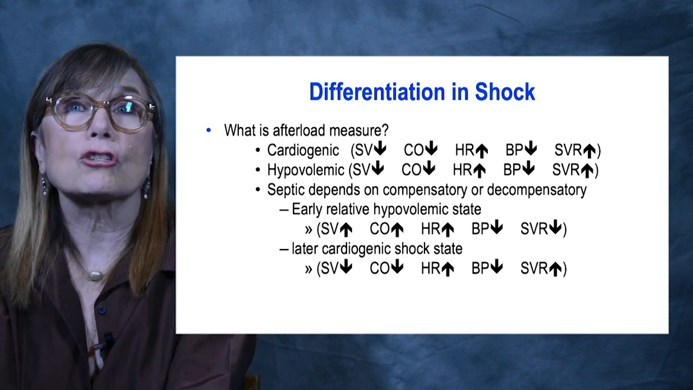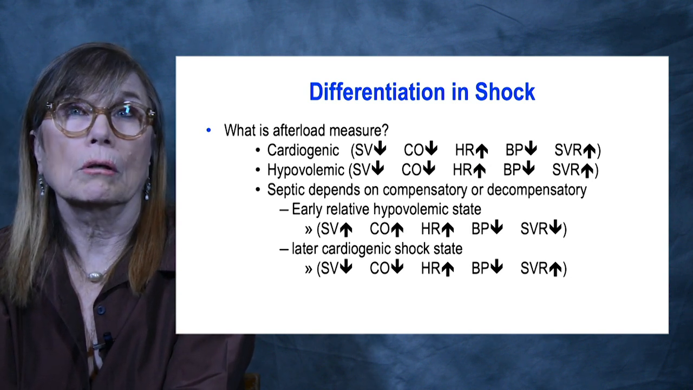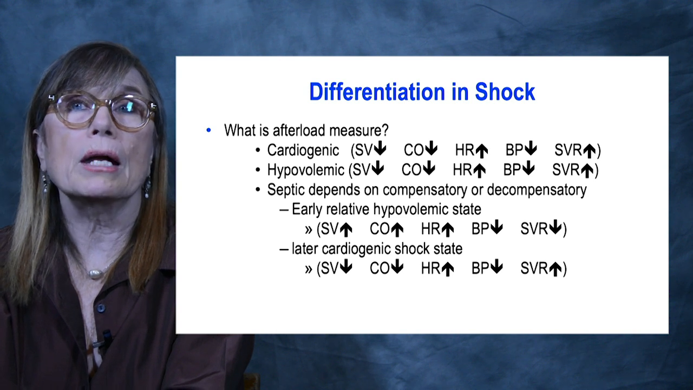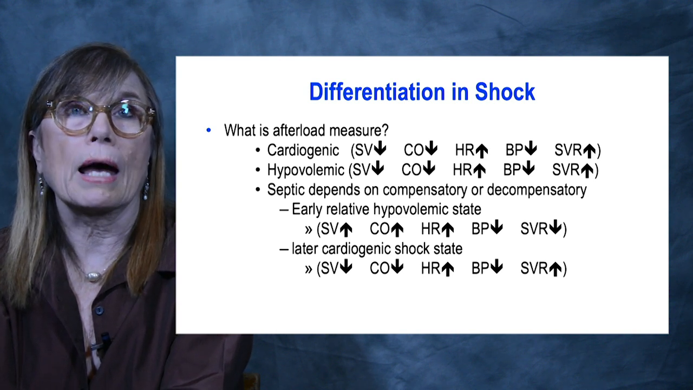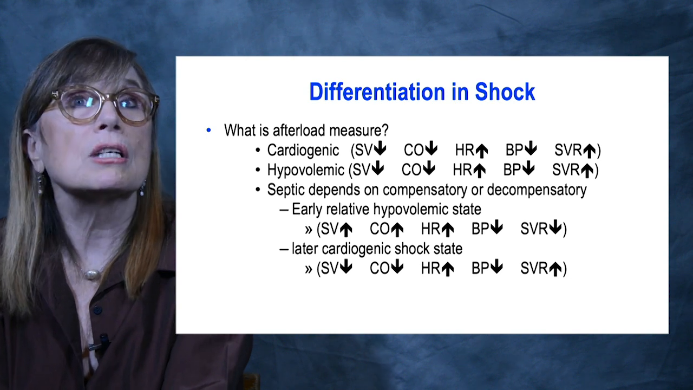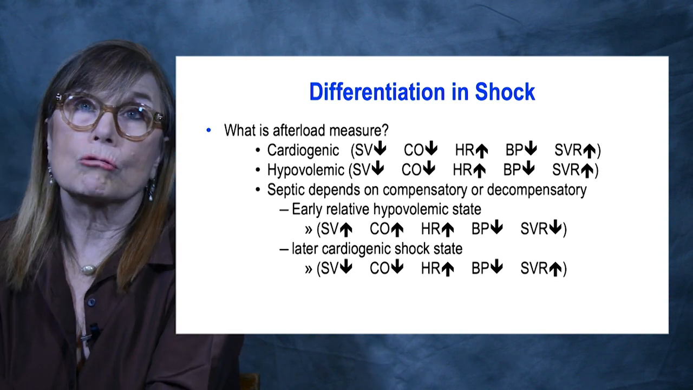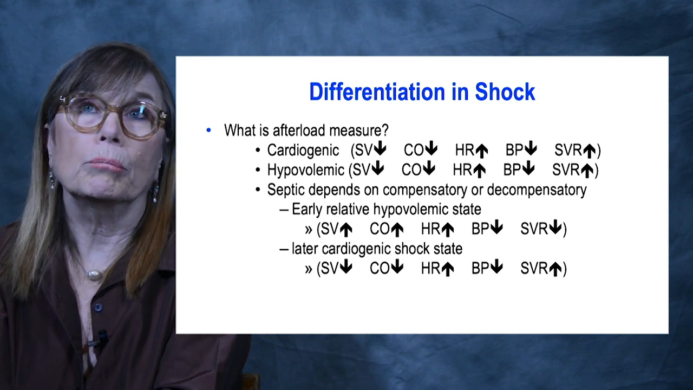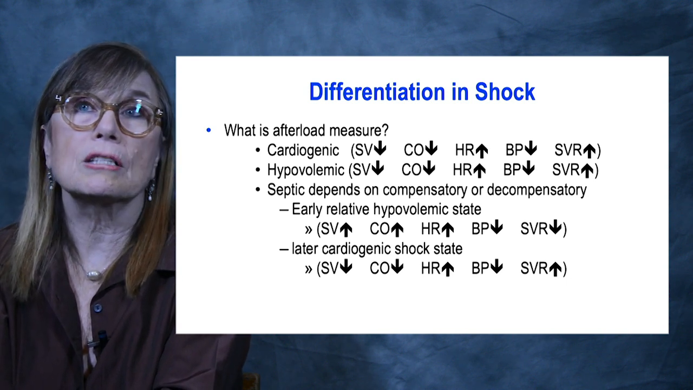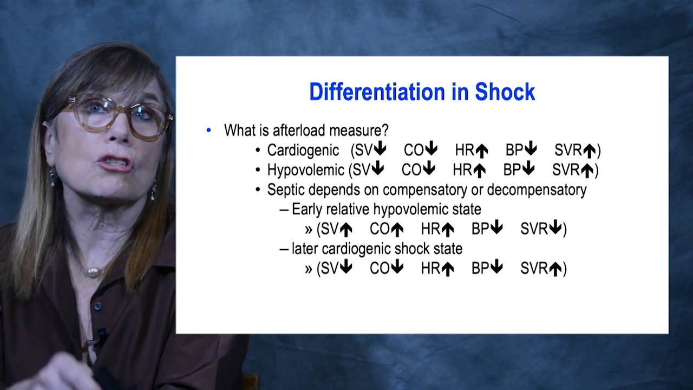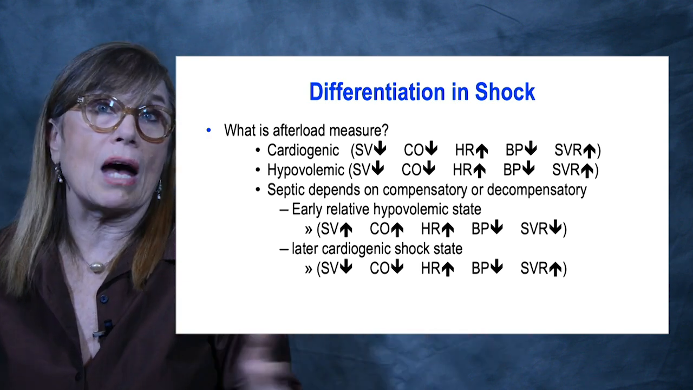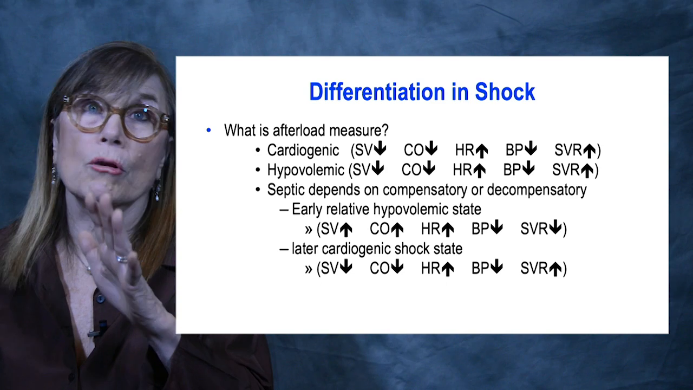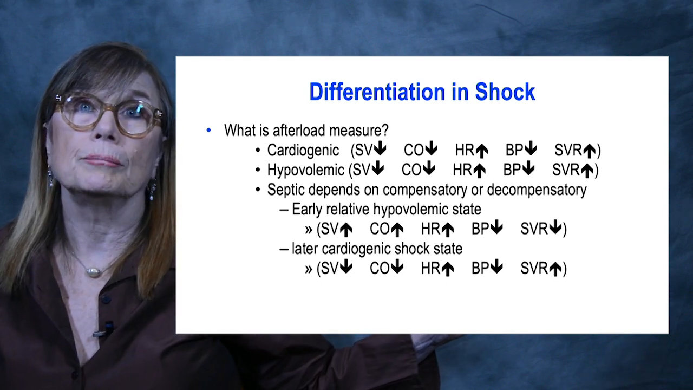In cardiogenic shock, stroke volume is down, cardiac output's down, heart rate is up, blood pressure is down, and the calculated SVR is up. Same as in hypovolemic shock. Stroke volume's down, cardiac output's down, heart rate is up, blood pressure is down, calculated SVR is up. So cardiogenic shock and hypovolemic shock in terms of afterload look the same. Remember, their differentiator is preload.